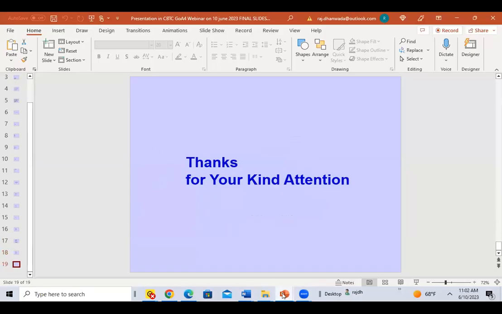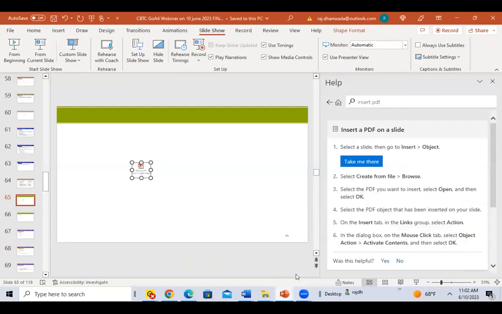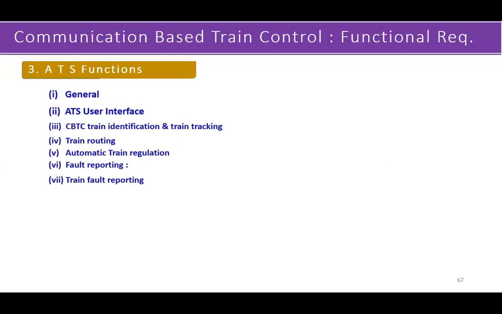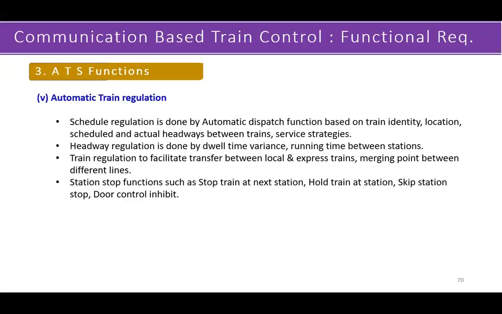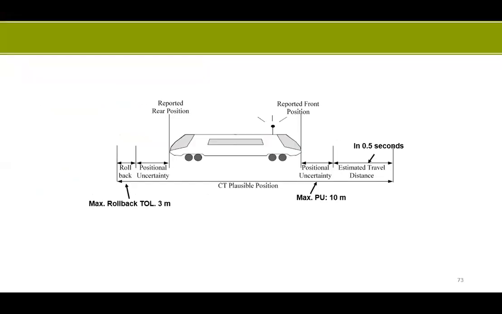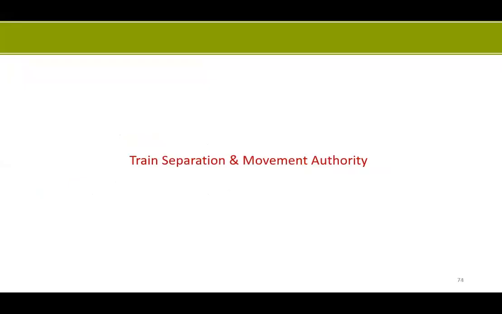Back to the slides again. So we have seen ATS functions and different things I have shown you. And this is a diagram which illustrates how a communicating train will show to the operator center control where it is. The entire position is shown, with some safety margin behind the train for rolling back and positional uncertainty. In the front there is some positional uncertainty, and if it is moving due to some acceleration, it is not able to stop immediately. All these things report the position; this diagram is shown.